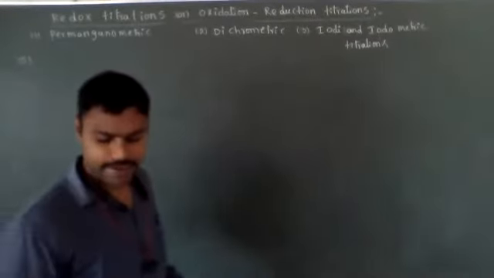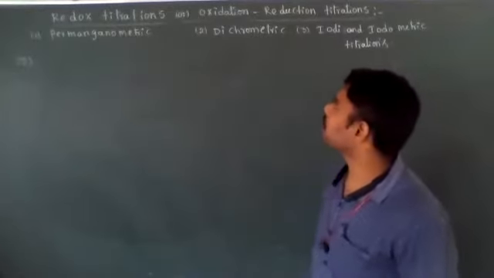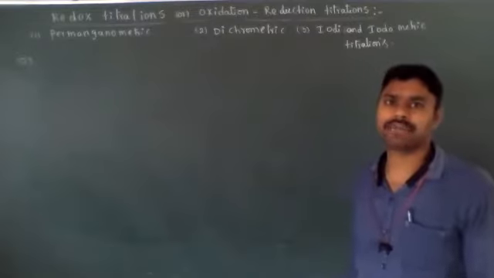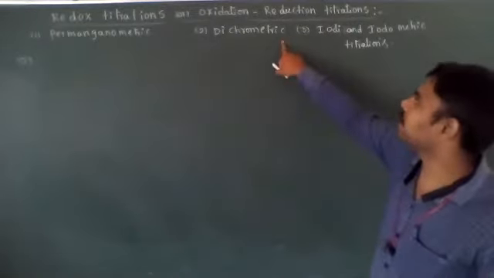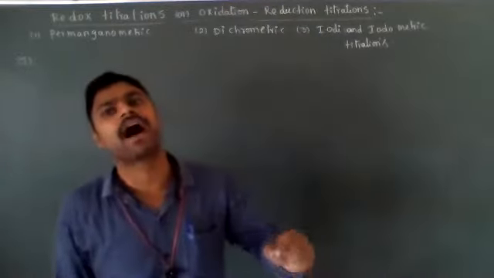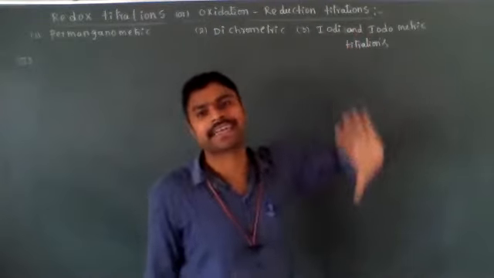Redox titrations. How many types of redox titrations are there? Mainly, redox titrations, the oxidation-reduction titrations, are of 3 types. One is permanganometric titrations. The second one is dichrometric titration. The third one is iodometric and iodimetric titrations.